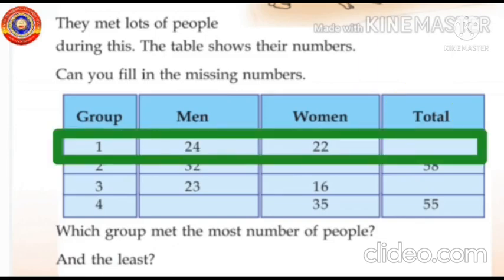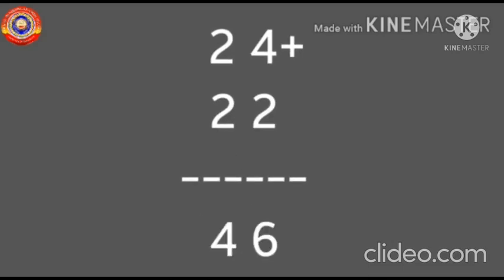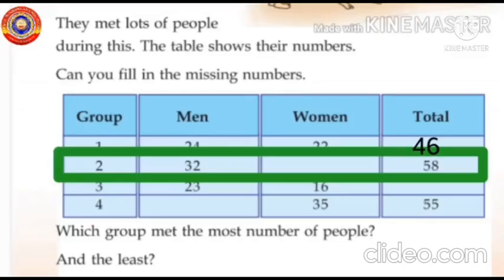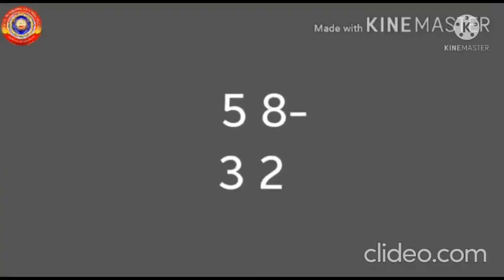First one, in the first group, number of men is 24. Number of women is 22. We want to find the total. So, add the two numbers. That is 24 plus 22. 4 plus 2, 6. And 2 plus 2, 4. Answer is 46. Then in the second group, number of men is given, number of women is missing, total also given, that is 58. 58 minus 32. 8 minus 2, 6. 5 minus 3, 2.